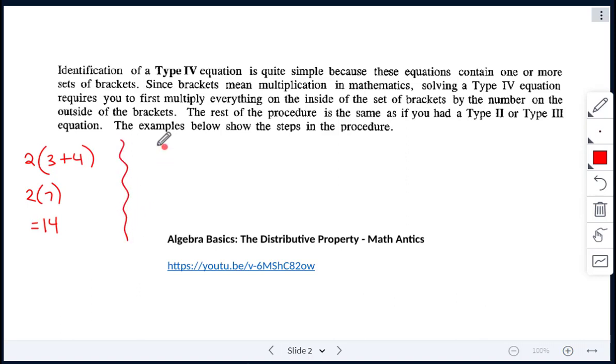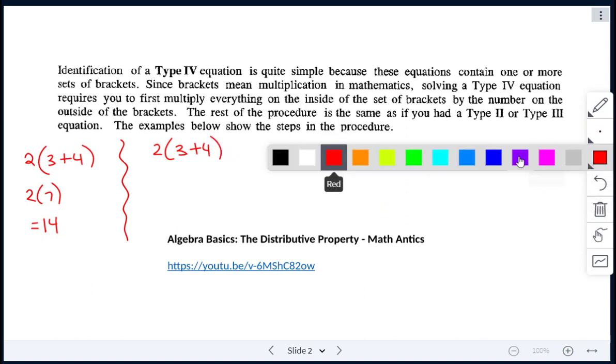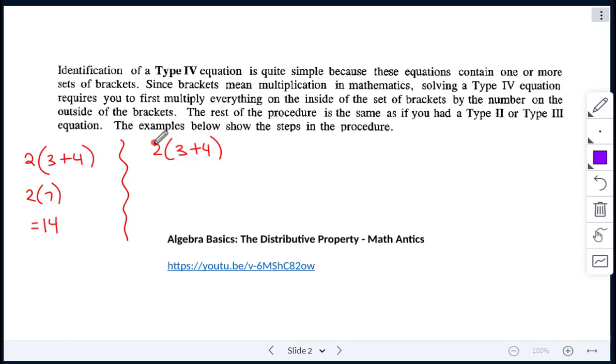Now the other method is called distributive property. The 2 on the outside of the bracket means you're multiplying it to everything inside of the bracket. So that becomes 2 times 3 plus 2 times 4. 2 times 3 is 6. 2 times 4 is 8. And then 6 plus 8 is equal to 14. Both ways, we end up with the same answer.